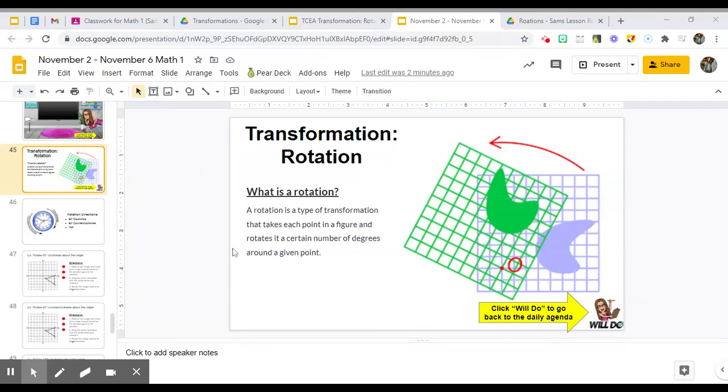Good morning. In this particular video, we are going over transformations, and this lesson is focusing on rotation.